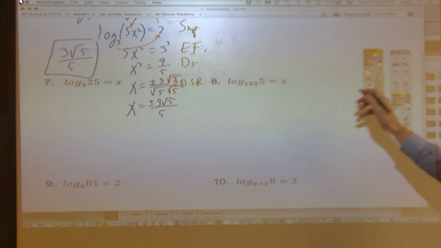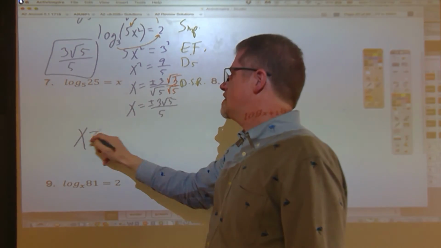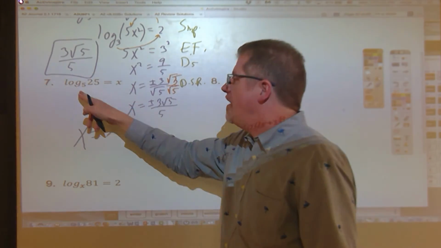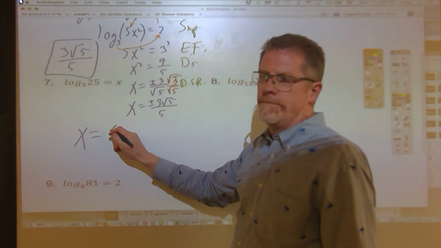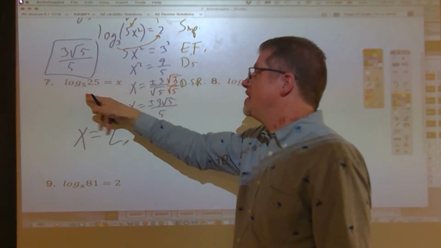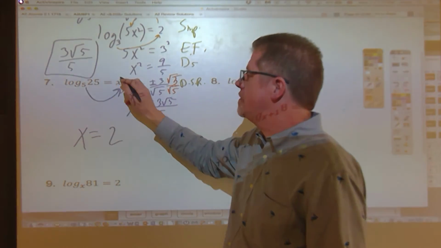Mental math, the nice thing about mental math is that you don't have to show any work, just x equals and the answer. By the way, 5 to what power is 25? Class? 5. I think x would have to be 2 to make the arrow thing true, because 5 to the second power would be 25.